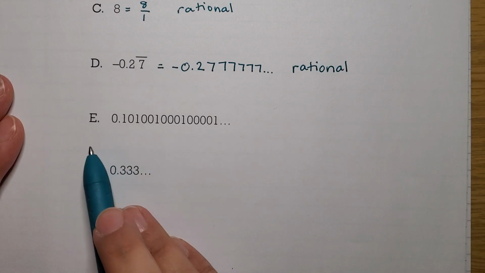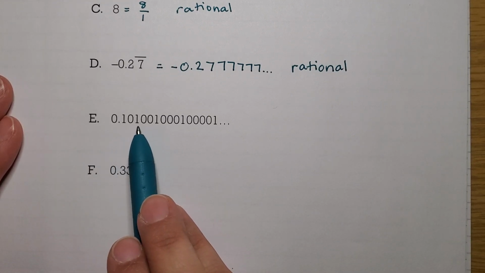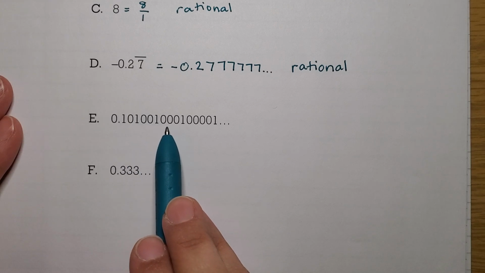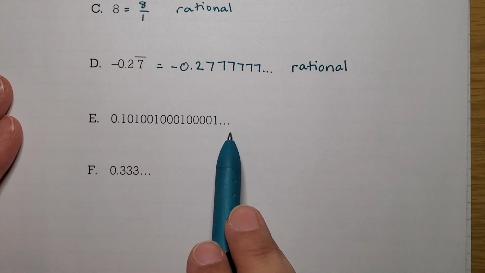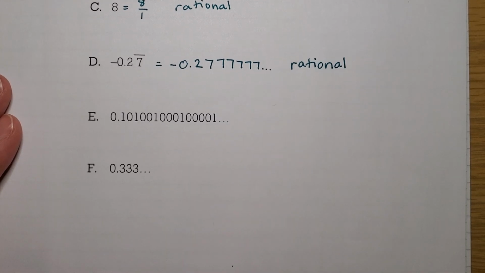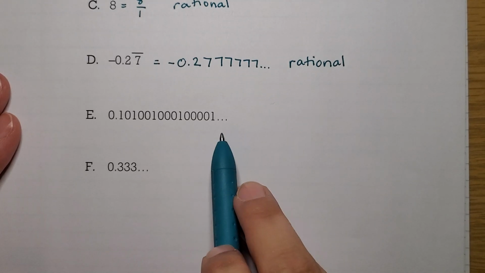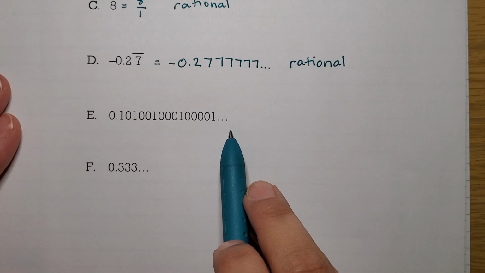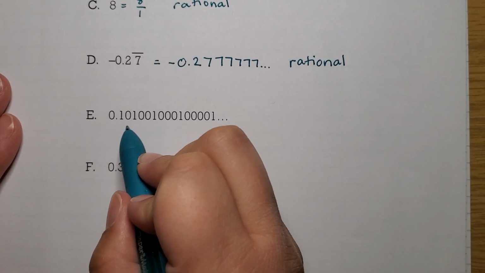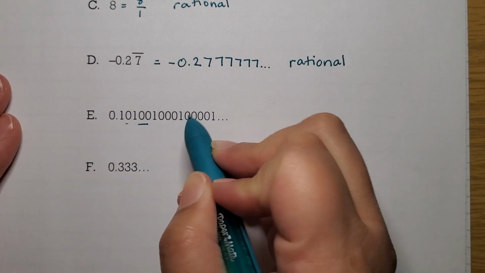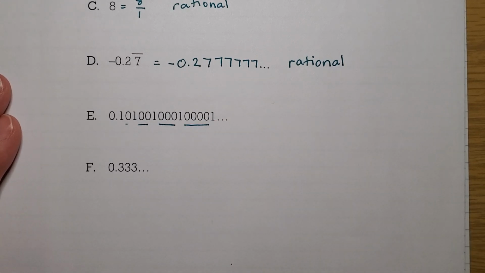All right, now for part E. Okay, so we've got 1 0 1 0 0 1 0 0 0 1 0 0 0 0 1 and so on. So what's the pattern? So this ... means that it's continuing in a pattern of some kind. So that's why I was asking what the pattern is. And the pattern looks like we're having an increasing number of zeros between the ones each time.